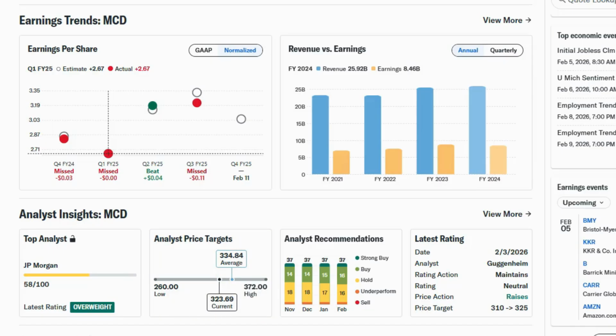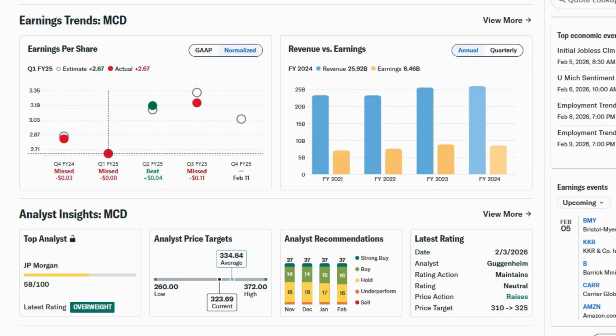To the right of that is analyst recommendations. This bar chart shows how many analysts currently rate the stock as a strong buy, hold, underperform, or sell. It also shows how these opinions have changed over recent months. If you see a large number of buy or strong buy ratings, that indicates bullish sentiment. A rising number of hold or sell ratings can signal growing caution.